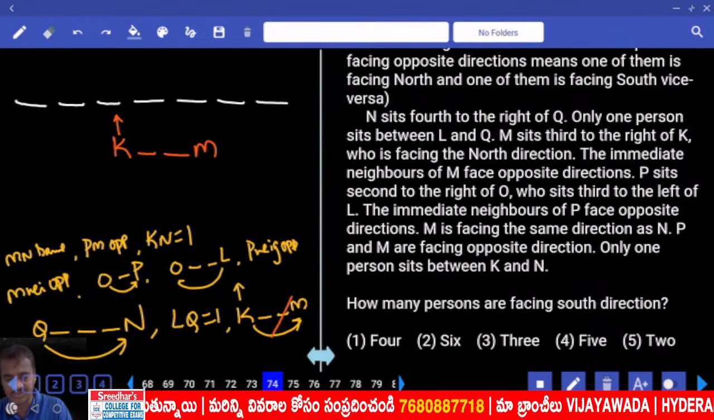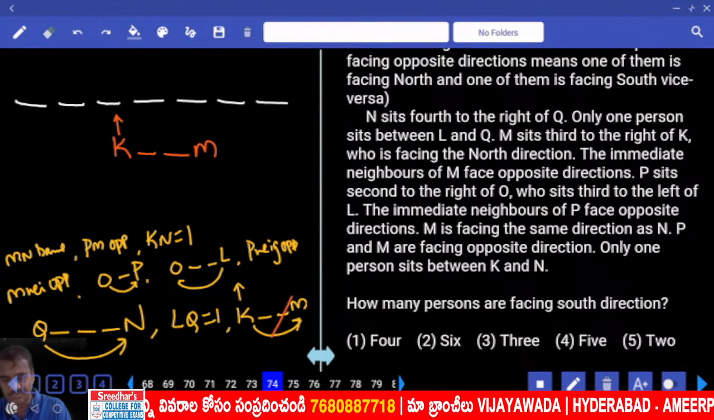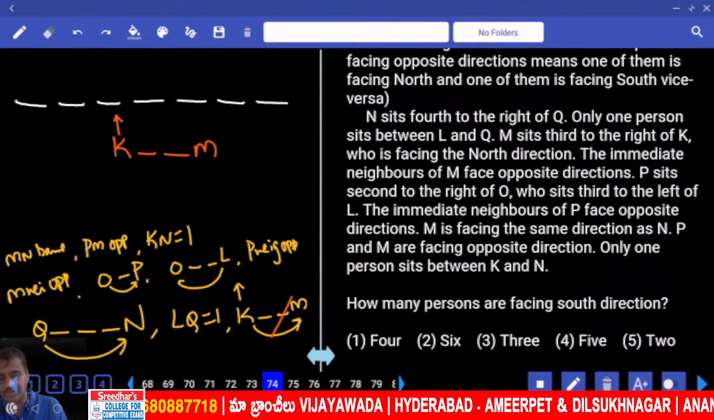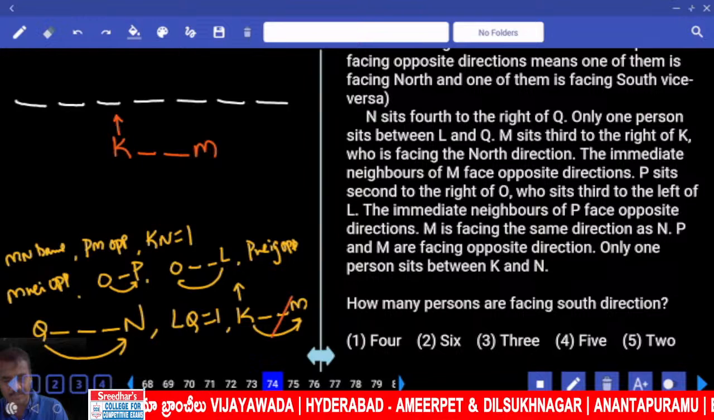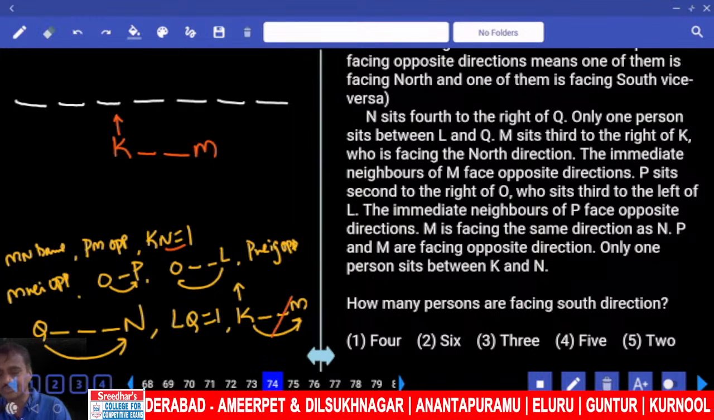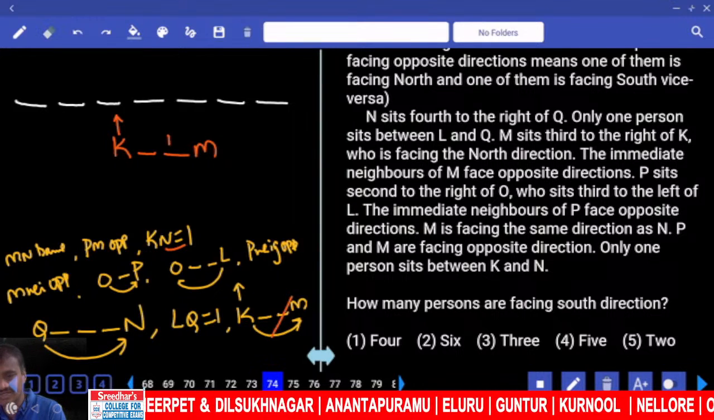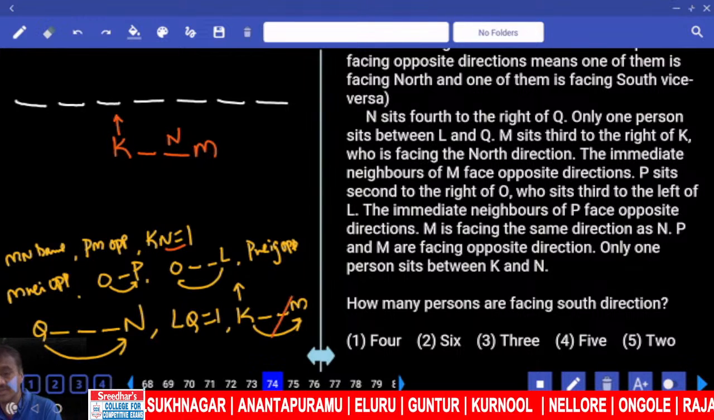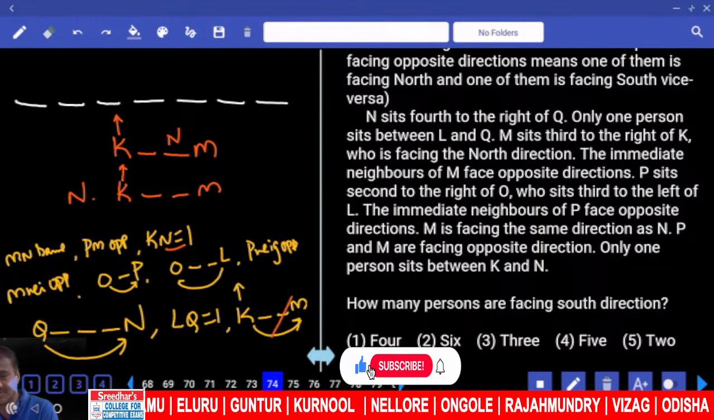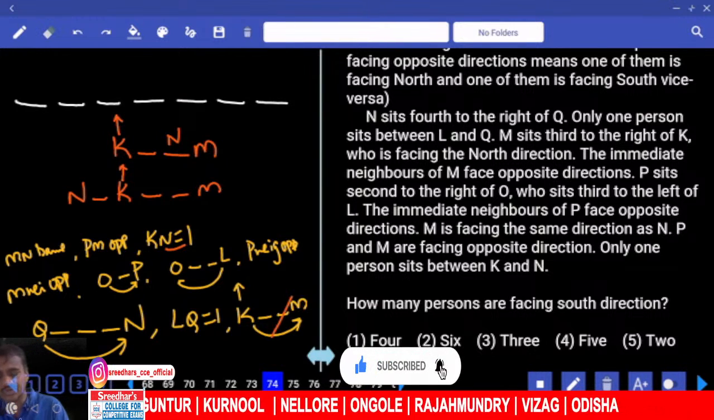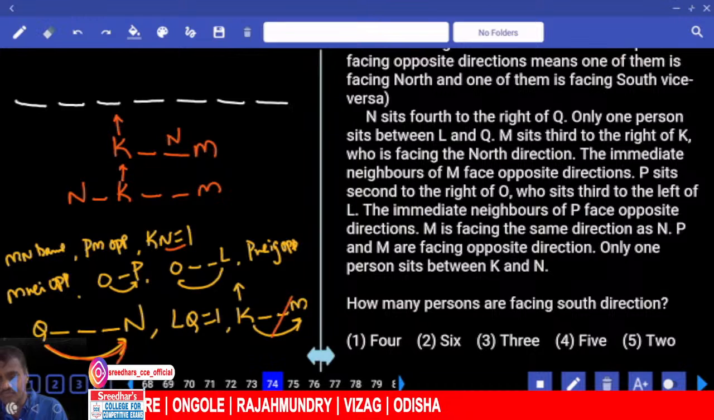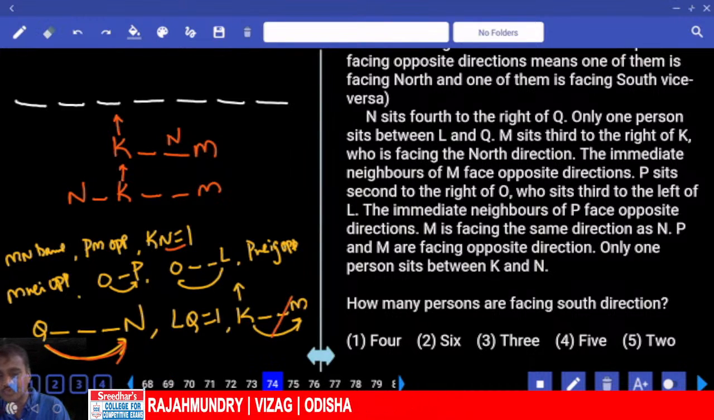What is the next information we need to take here? Then M's neighbors are opposite, O and P, O and L. Then Q and N. Now P and M, K and N. Now K and N, there must be exactly one person. Can you take N at this place? That is one possibility. Clear? Then what is the other possibility we have? K is here. Then 1, 2, M will be here. Then N will be here. This is the second possibility. Now 2 possibilities we have. Then in this one, now K and N. Now N is seated 4th to the right of Q.